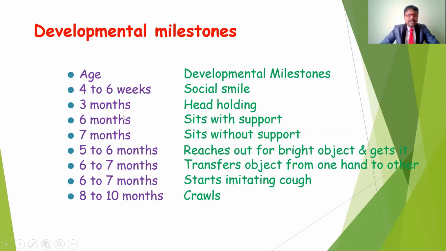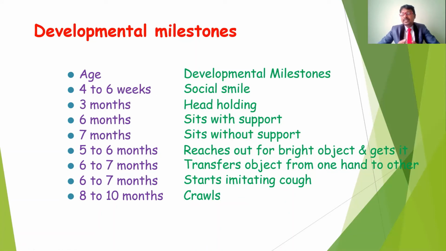So this I summarize here. This is another big topic, but here I summarize according to the age. First is the 4th to 6th week. That means after 1 month, the baby is going to give a social smile. Social smile means the baby can recognize the mother and bring a smile to the mother. Social smile is there within 1 month to about 1.5 months. After 3 months, the baby can hold the neck. So the head is going to be held.